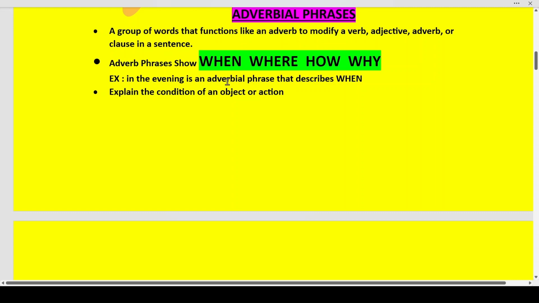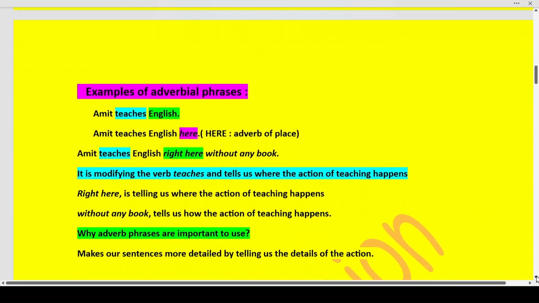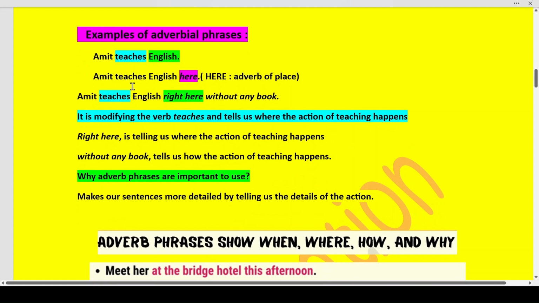Example, in the evening is an adverbial phrase that describes when. It explains the condition of an object or the action. We will explain this with an example. Example of adverbial phrases, students. Amit teaches English. In this sentence, Amit is your subject, teaches is your verb, and English is your object. Amit teaches English here. Now, here is the adverb of place. Third sentence, Amit teaches English right here without any book.